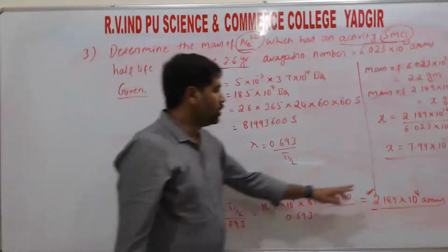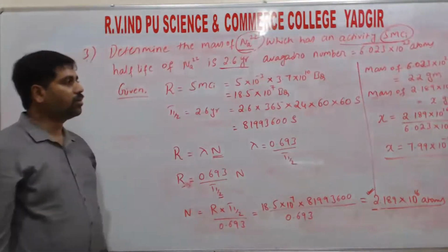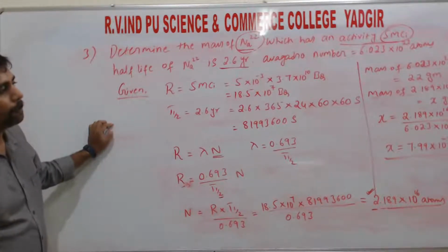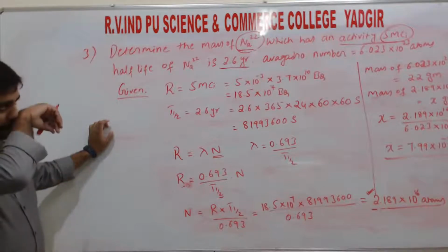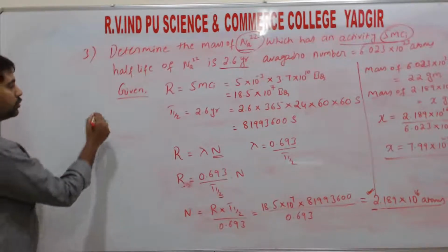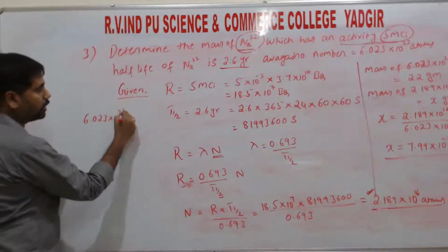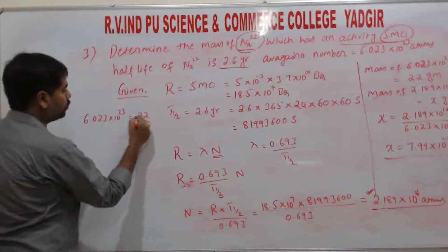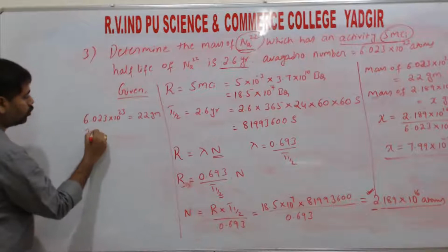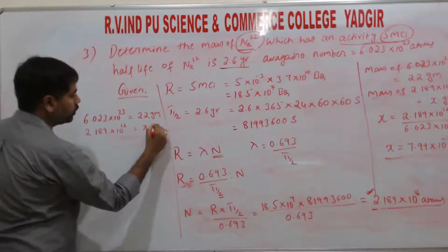So this much of mass consists of 2.189 into 10 to the power of 16 atoms, right? So that can be written as 6.023 into 10 to the power of 23 atoms, that is equals to 22 grams. And here 2.189 into 10 to the power of 16, that is equals to x gram.